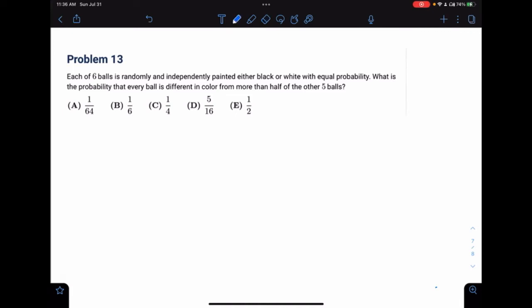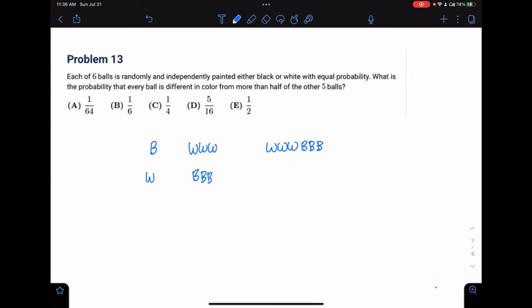So let's say we have one ball that is colored black. Then at least 3 of the other balls will have to be white. If more than 3 are black, then our condition won't be satisfied. In the same way, if one of our balls is white, there must be at least 3 black balls. That means the only case we can have is 3 whites and 3 blacks.